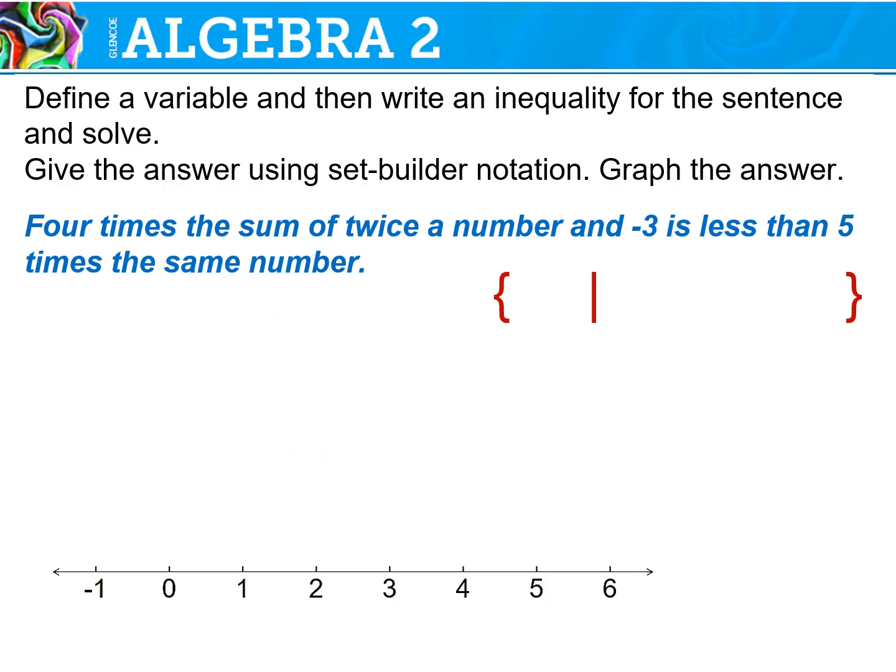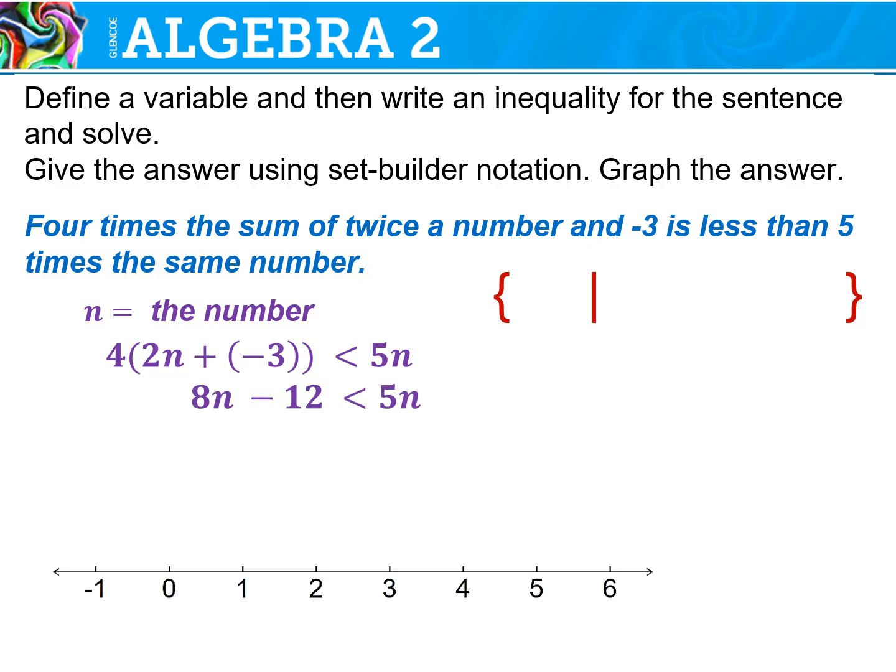Here's another one. Define a variable and then write an inequality for the sentence and solve. We're given the set builder notation and we're graphing it again. 4 times the sum of twice the number and negative 3 is less than 5 times the same number. So we're doing 4 times the sum. Sum is addition. Twice a number, so we're doubling n. So our variable is going to be n. And we have 4 times the sum, so that's why it's in parentheses there, of 2n plus a negative 3 is less than 5n. We need to distribute.